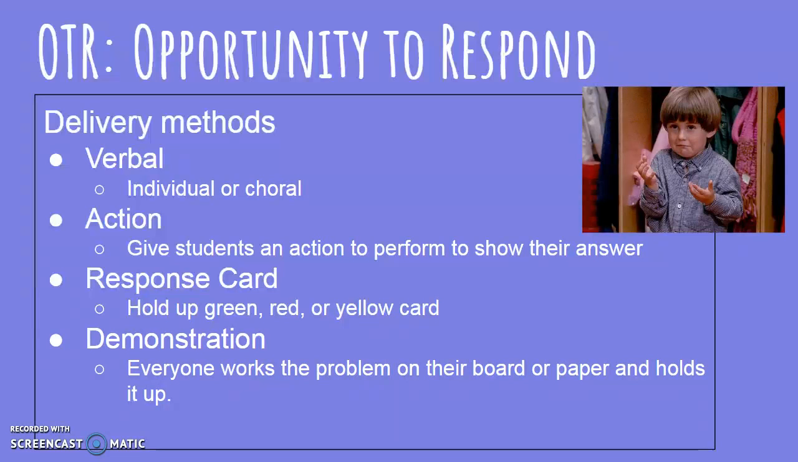And finally, the demonstration method. I imagine a lot of teachers use this method. An example might be for the teacher to ask everyone to work the problem on their whiteboards and hold up their answers.